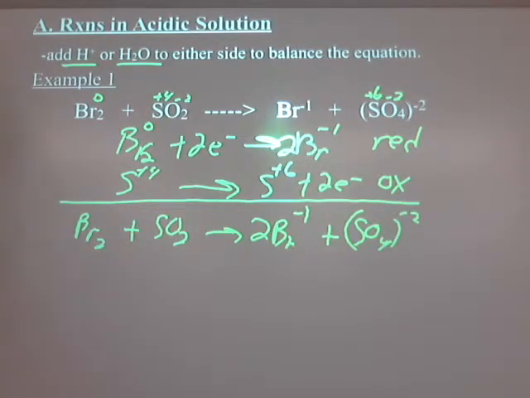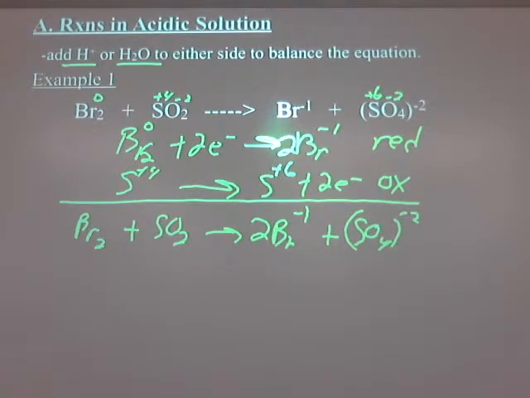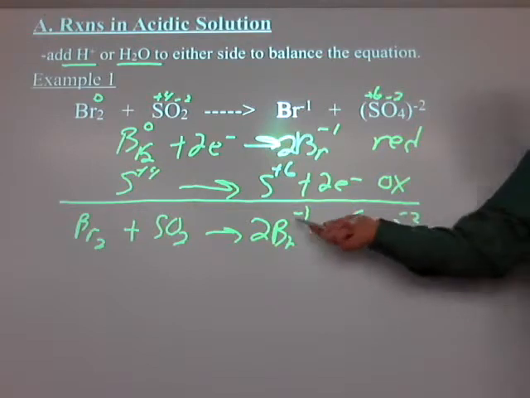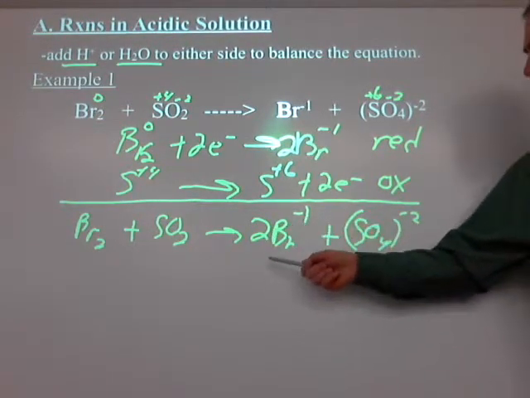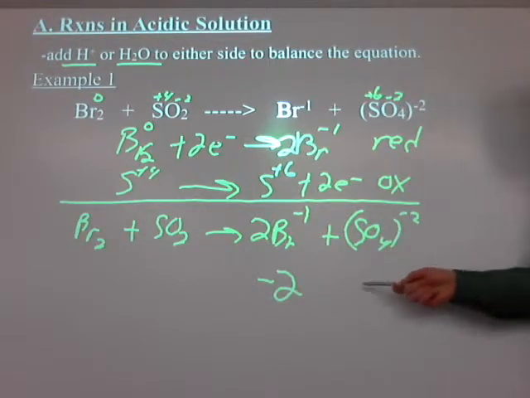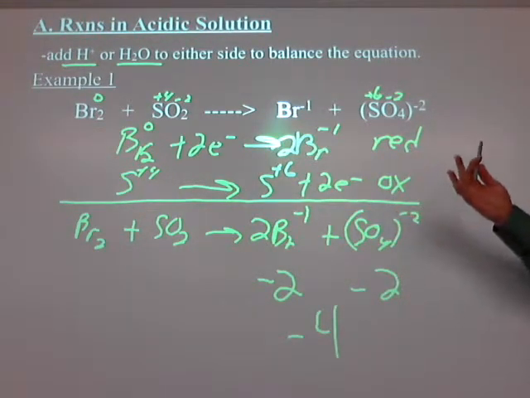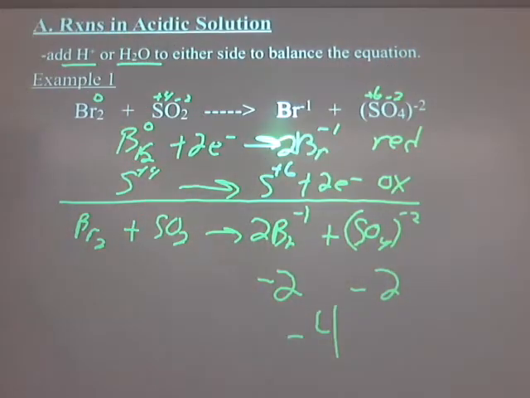Now, here's where the new thing comes in. If you haven't noticed, this isn't balanced. It's not balanced for two reasons. I told you the next thing you should be looking at is charge. This guy's got a -2 there and a -2 there, which means he's got a -4 total on this side of the equation. Got it? There's nothing on this side of the equation. Okay? How do I make both sides equal?